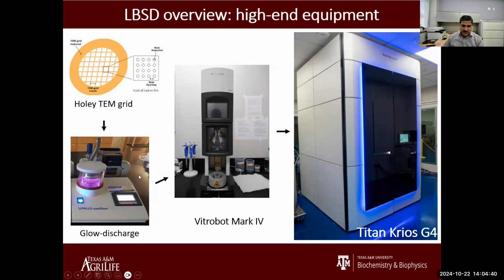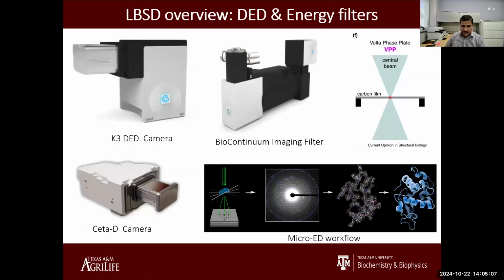So we glow discharge them to make them hydrophilic, and then use the Vitrobot as a semi-automated kind of robot to plunge the grids. It's not a robot, it's just a plunger. And after we vitrify our samples, we use the Titan Krios to image them. We have the latest Titan Krios G4i, equipped with different imaging options. First, we have the best in the market, I would say, the camera called K3 direct electron detector.